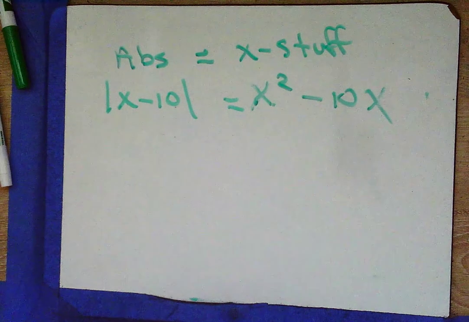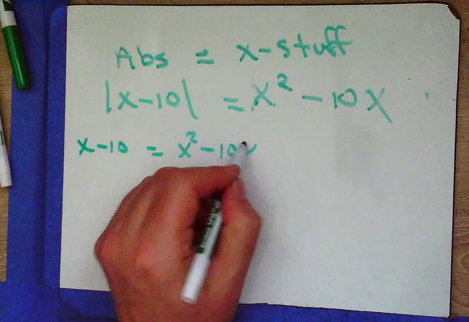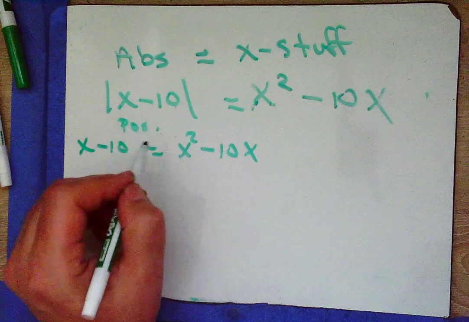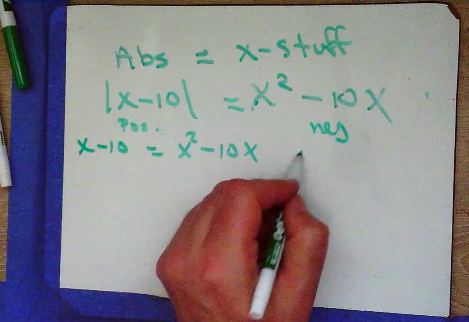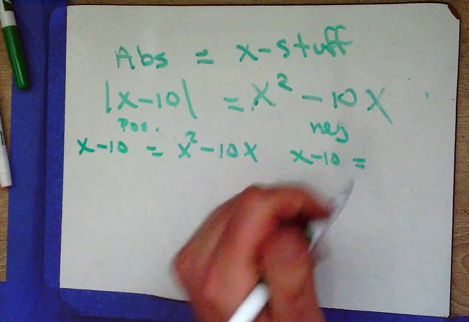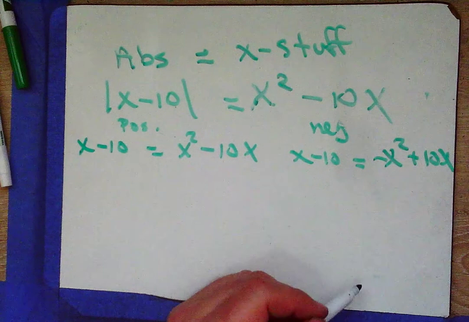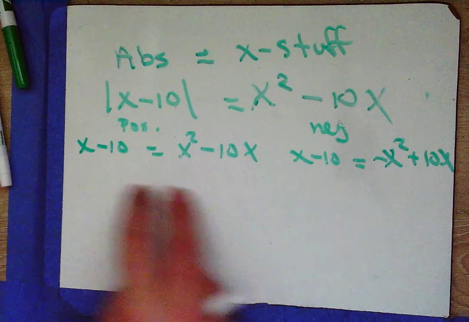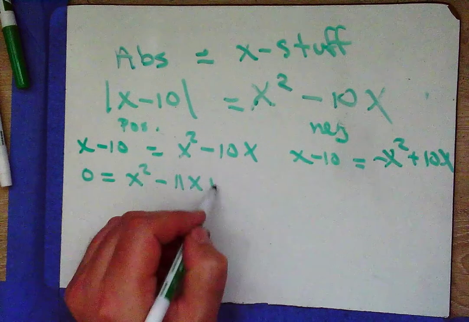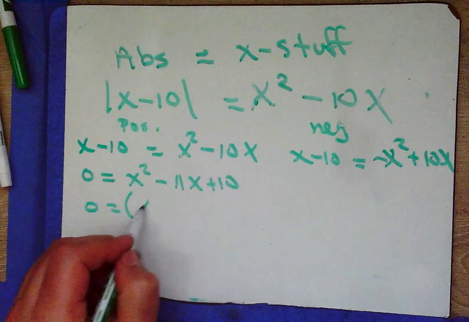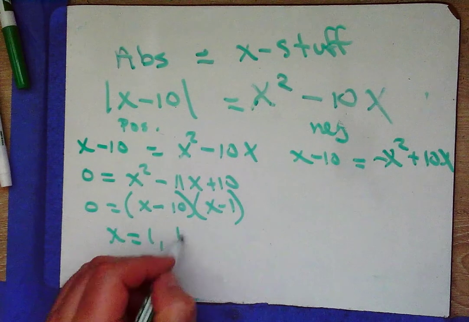Okay, welcome back. So my positive component is going to be x minus 10 equals x squared minus 10x. That's the positive component where I just take off the absolute value bars. My negative component is going to be x minus 10, but I have to change the signs. So negative x squared plus 10x. All right, what happens when we solve these equations? Well, I see a quadratic, so I have to move everything onto one side. I get 0 equals x squared minus 11x plus 10, or 0 equals x minus 10, x minus 1. I get x equals 1 and 10.